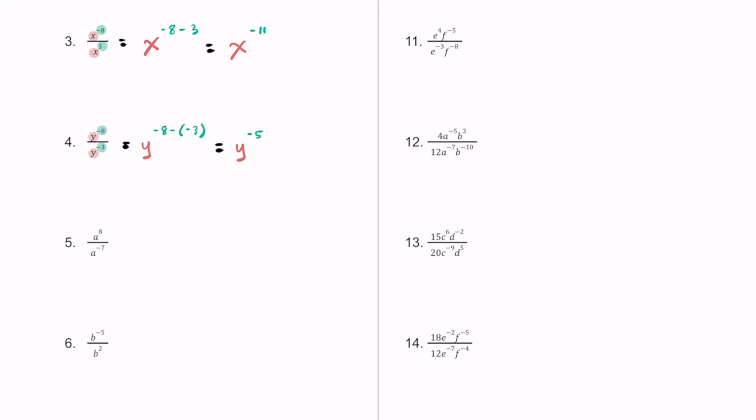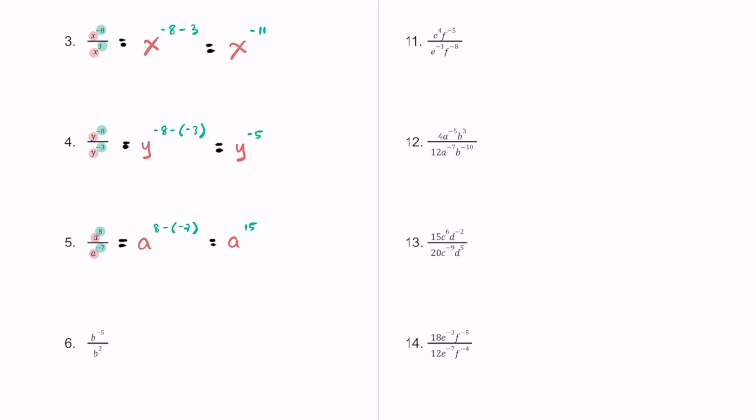For number 5, we have a to the 8th power divided by a to the negative 7th power, so we have that common base of a. And so we can use that quotient rule and take that exponent of 8 and negative 7 and subtract them. So rewriting this, we can write one base of a, and then we can write 8 take away this negative 7. Now 8 minus negative 7 is the same thing as 8 plus 7, and that's just equal to 15, so we can write a to the 15th power.